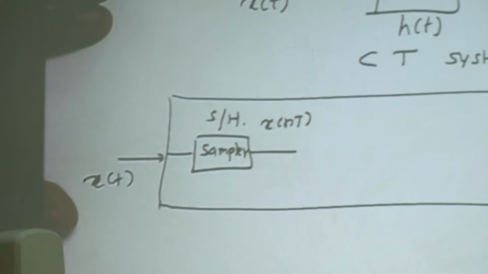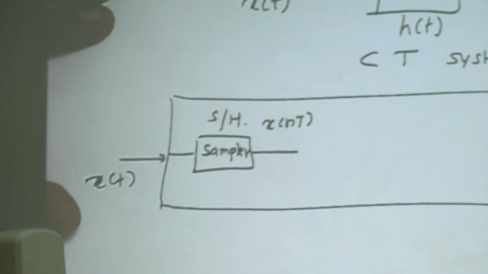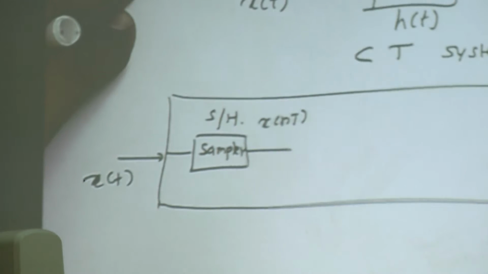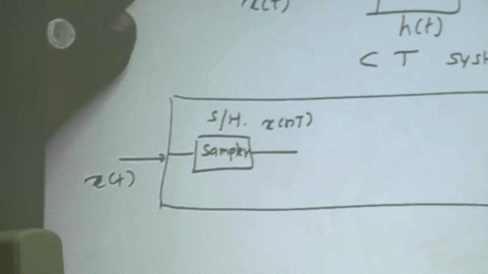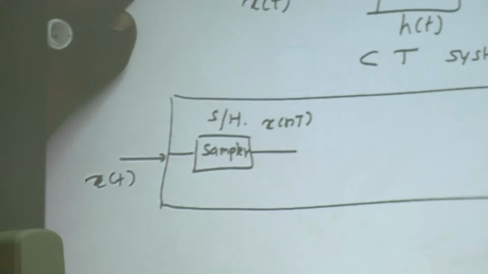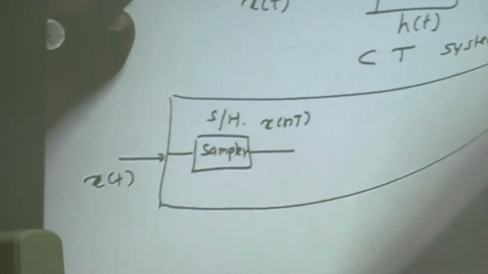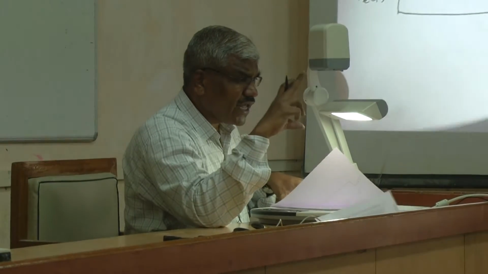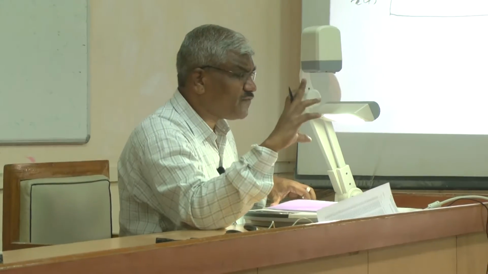Now when I take x of t to x of nT by using sampling, what am I doing? I am discretizing the x axis. So an uncountably infinite set of t values is converted to a countably infinite set. That is the meaning of converting t to nT. But remember, the y axis remains the same, which is uncountably infinite. I can take uncountably infinite values from minus 5 to plus 5 volts.